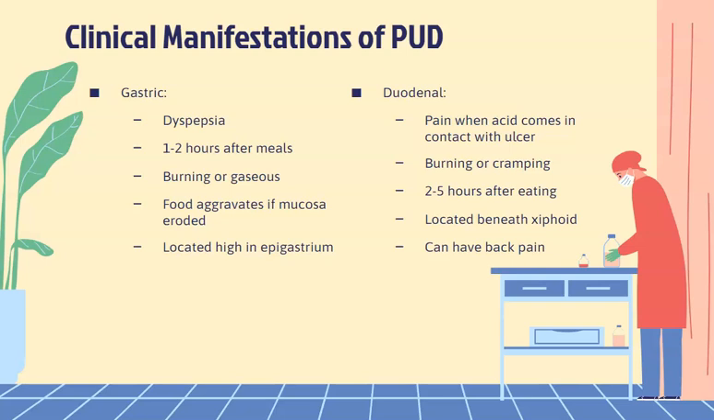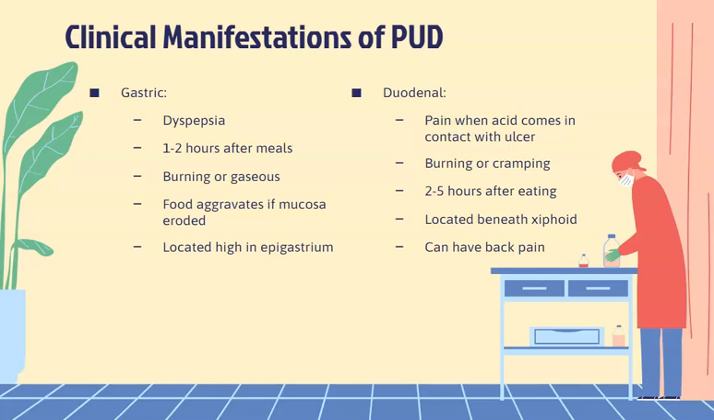But if we have gastric ulcers, those are higher up in the stomach. They could have dyspepsia that could be happening 1 to 2 hours after meals. They could have a burning sensation, maybe a little extra gas production, so they're burping a lot. The food can aggravate the ulcer if the mucosa around it is eroded, and it's really all because this ulcer is higher in the epigastrium.